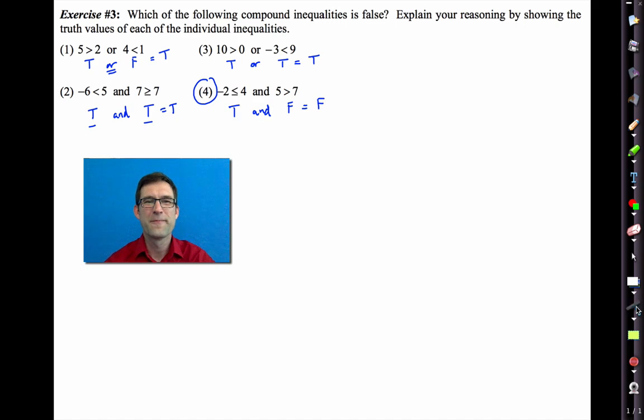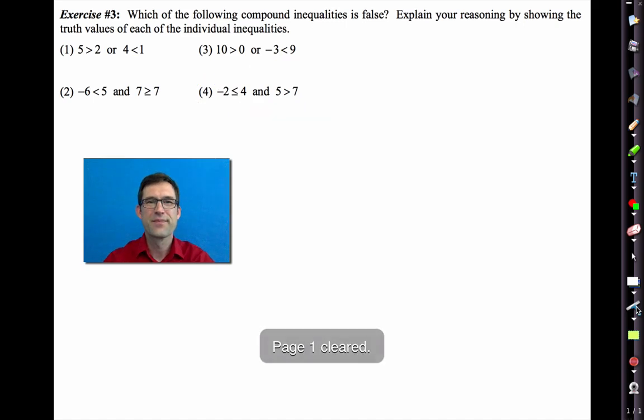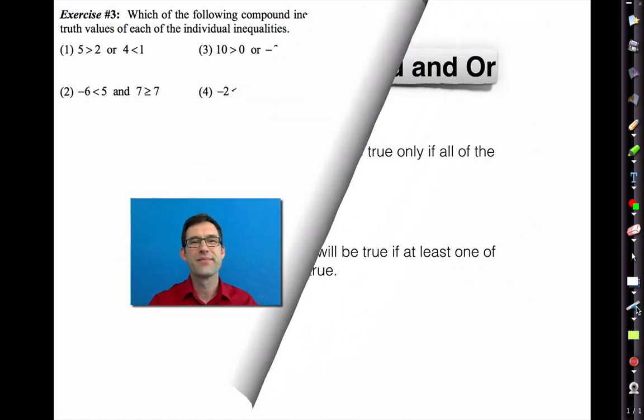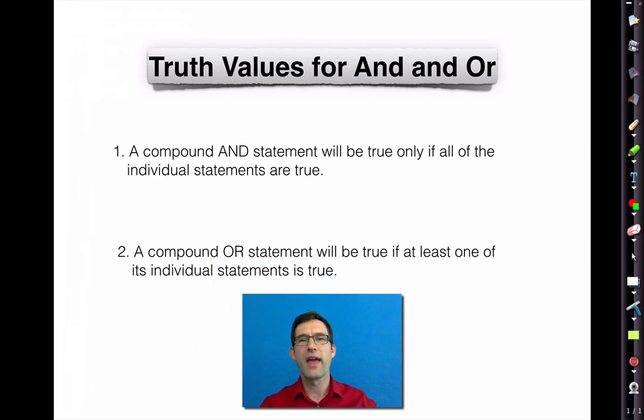All right, here we go. Let's move on to the next problem. Truth values for and, or. A compound and statement will be true only if all the individual statements are true. All right, all statements are true.